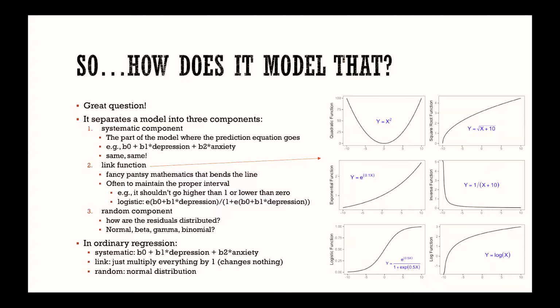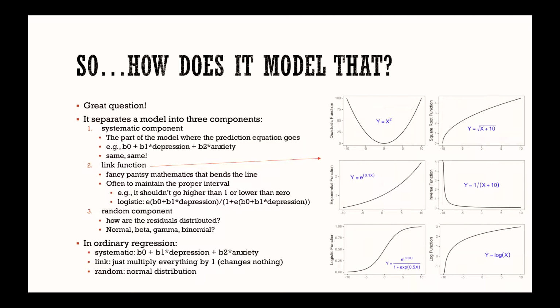So the top left is y equals x squared. Top right is the square root of x plus 10. And I did x plus 10 just because you can't take the square root of a negative number, and otherwise the mathematics cries. And then we have the exponent, and then the inverse function, and then the logistic or the logit function at the bottom left, and then the log function at the right.